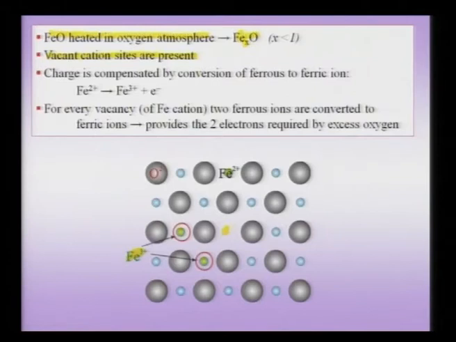Therefore, for every cation vacancy, 2 ferrous ions are converted to ferric ions, which provides the 2 electrons required by the excess oxygen. So, this is again coming from charge neutrality, but the origin of all these defects happens to be structural, which is off stoichiometry.